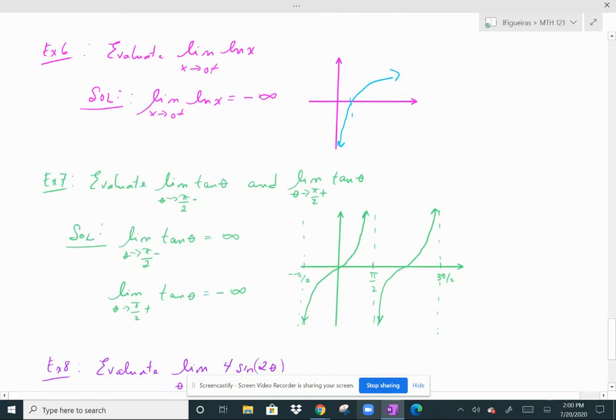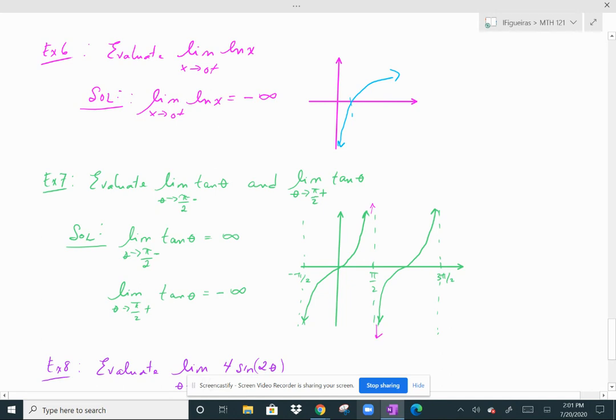Here's another one. We want to evaluate the limit as theta approaches pi over 2 from the left and from the right for tangent of theta. So tangent is another graph you should be familiar with. So we're interested in pi over 2. So there is an asymptote at pi over 2, as well as negative pi over 2 and 3 pi over 2. But we're really interested in what's happening on the left side of pi over 2 and on the right side of pi over 2.